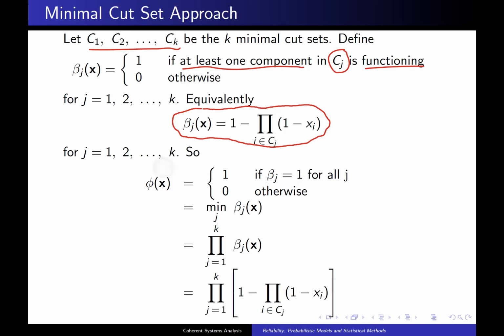So now we're going to write the structure function in the following fashion. The structure function will be 1 if all of the components of one or more minimal cut sets are failed. That's what is meant here. It's written out in more detail in the textbook, but that's the way to get the system to operate. Otherwise, it will be failed.